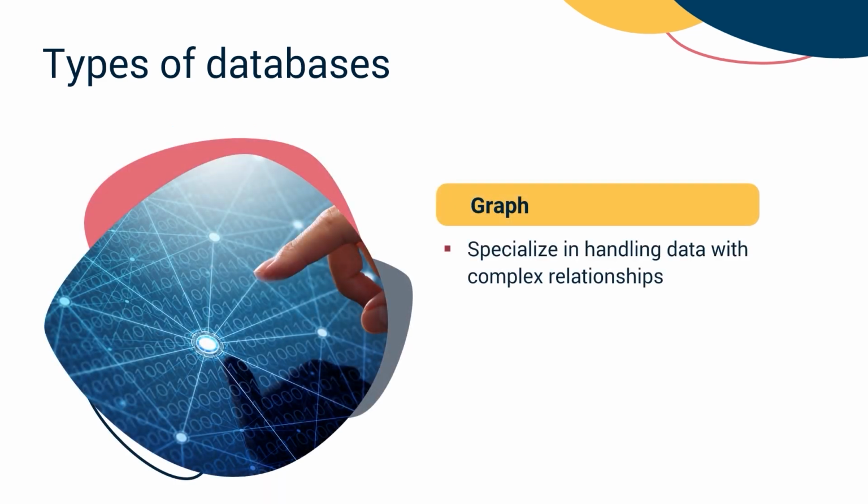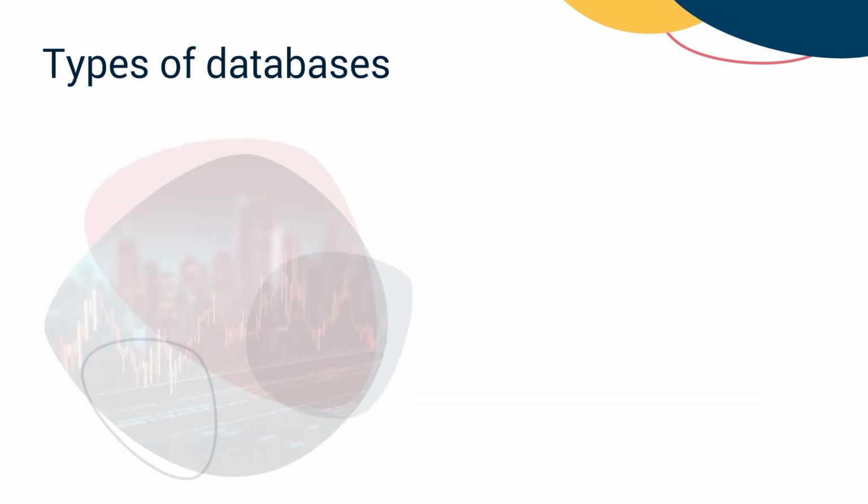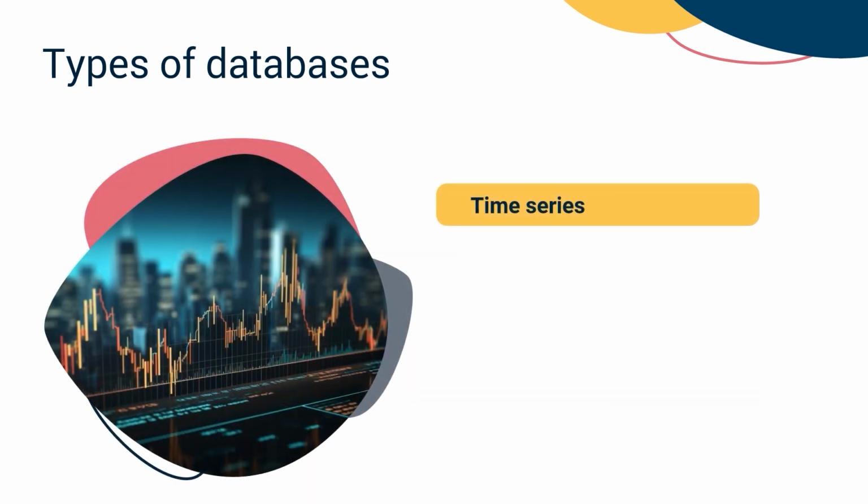Then, there are graph databases. These specialize in handling data with complex relationships, like social networks and recommendation engines. A graph database might store data about users, their friendships, and what they like, enabling apps like Netflix to suggest content based on connections.